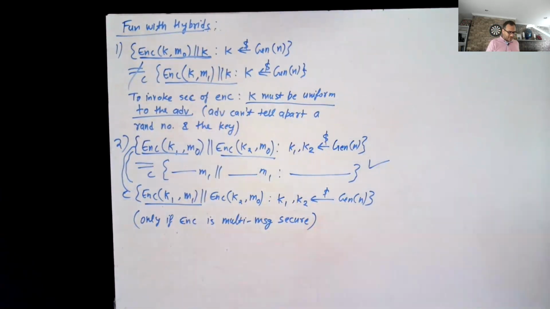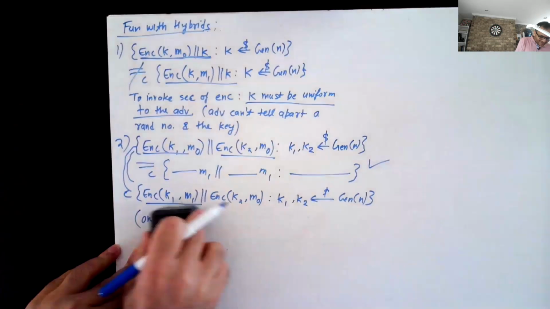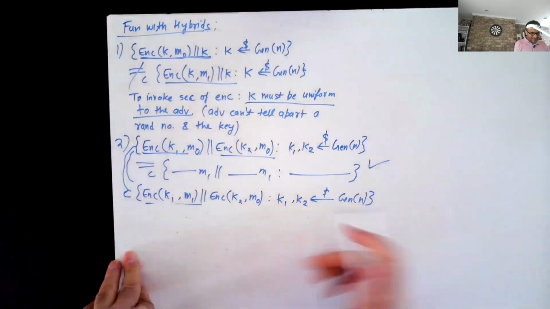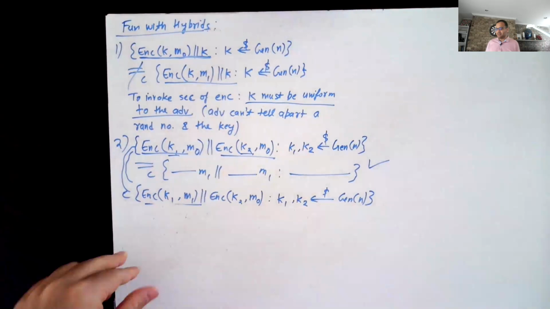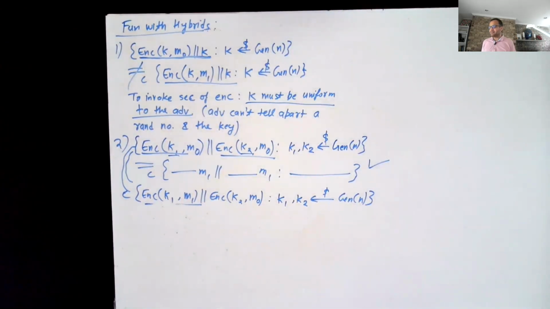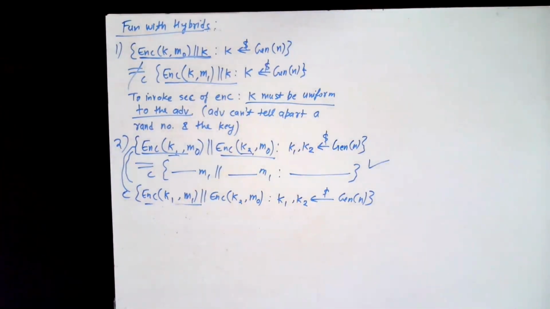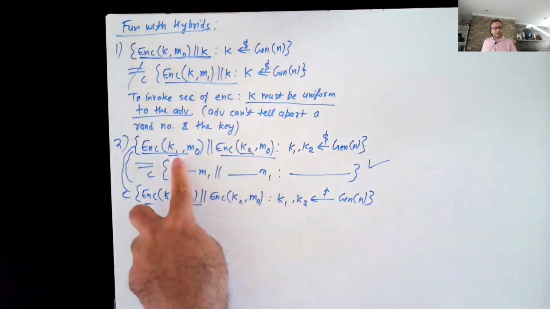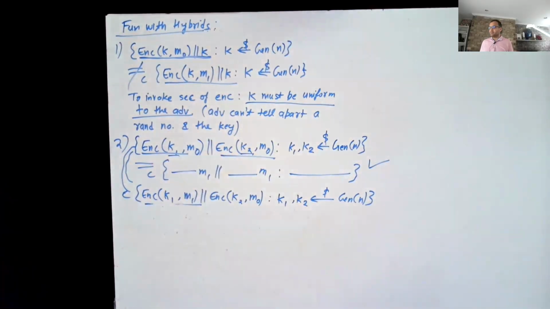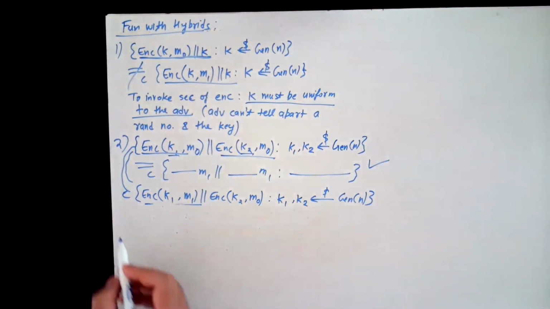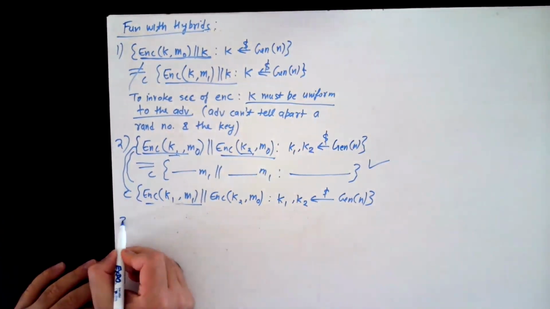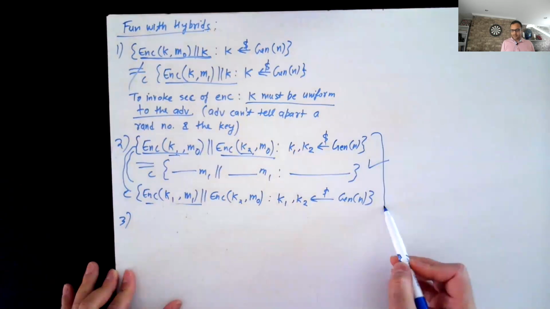Oh, no, sorry, I made a mistake. You don't need multi-message security here because these 2 keys are different, uniform. So this holds for every encryption scheme. If this key K1 and K2 was the same, then you would need multi-message security here. So these kind of things are very important to keep in mind. So does this make sense?